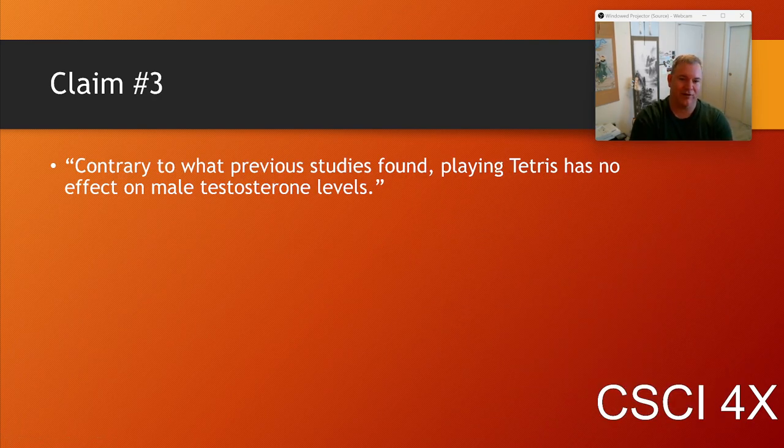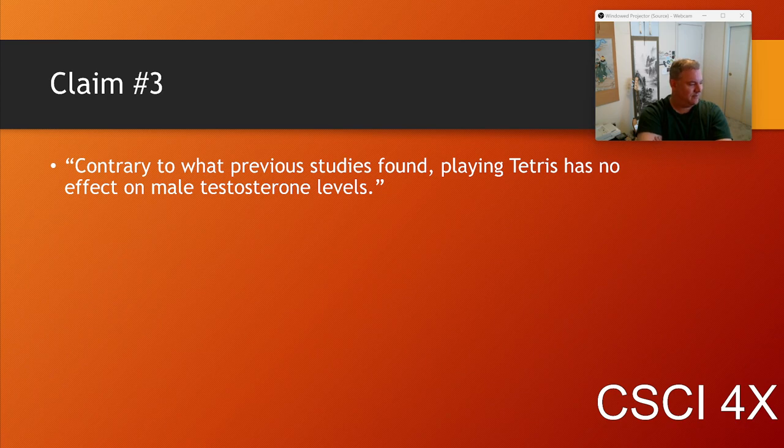How about this one? Contrary to what previous studies found, playing Tetris has no effect on male testosterone levels. How would you evaluate this claim? Google Scholar. Okay. That's a good one. How else? What's your approach? Because this sounds like a quote, right? In fact, it's got double quotes around it. It means this is taken from something, right?